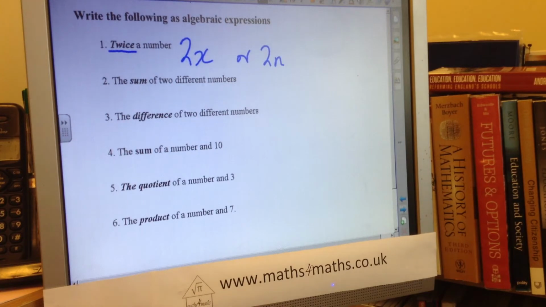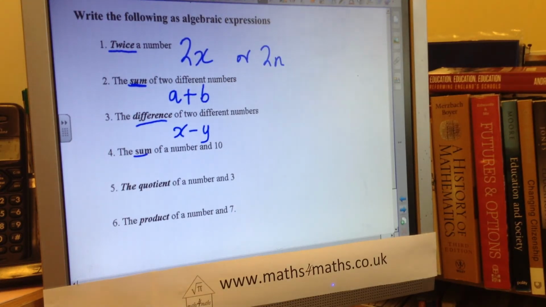The sum of two different numbers. Sum means the answer to adding two different numbers. So if we represent them by letters a and b, then a add b is the sum of the two different numbers. Difference of two numbers. If we represent them by x and y, then the difference will be x minus y.